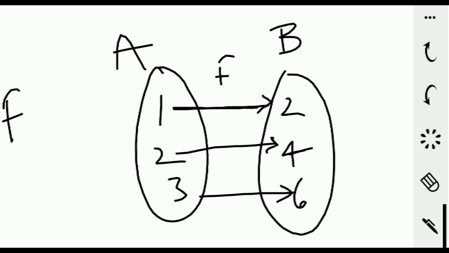So this is your mapping, that is 1 to 2. In this mapping, 2 is the image of 1 and 1 is a pre-image of 2. So you know this image and pre-image concept.